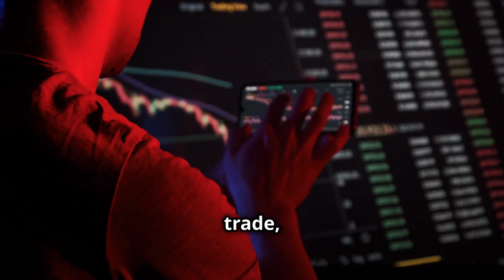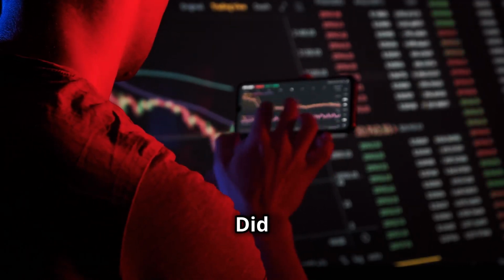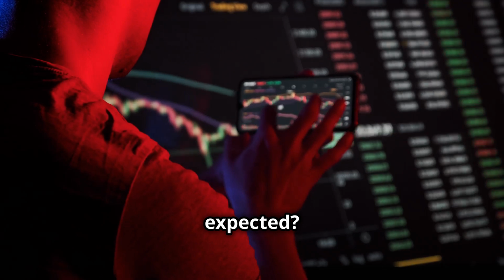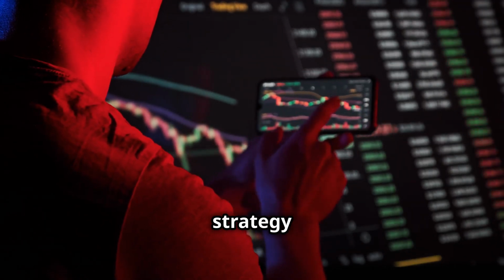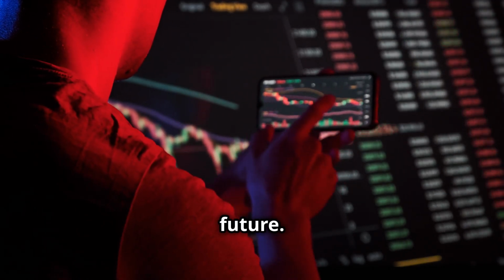After the trade, review your setup. Did price react as expected? Analyzing your trades will help you refine your strategy and build confidence for the future.